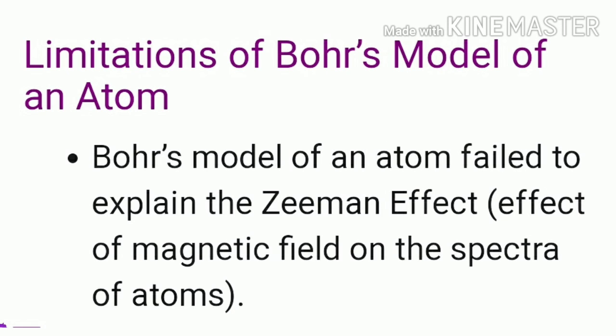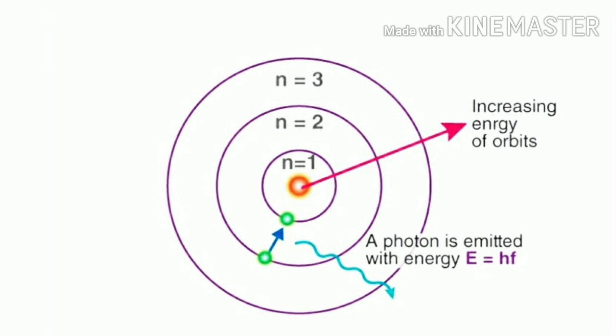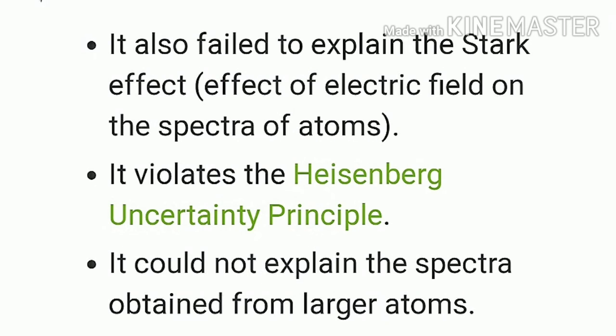Limitations of Bohr's model of an atom. Bohr's model of an atom failed to explain the Zeeman effect, which is the effect of a magnetic field on the spectra of atoms. It also failed to explain the Stark effect, which is the effect of an electric field on the spectra of atoms. It could not explain the spectra obtained from larger atoms.